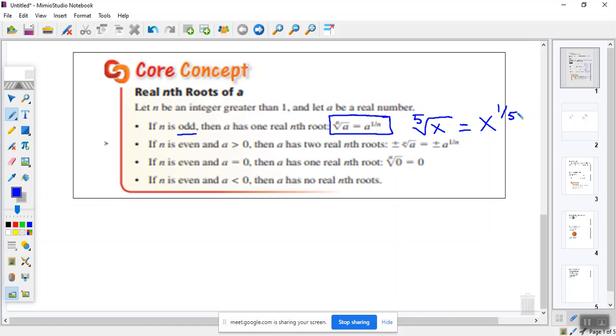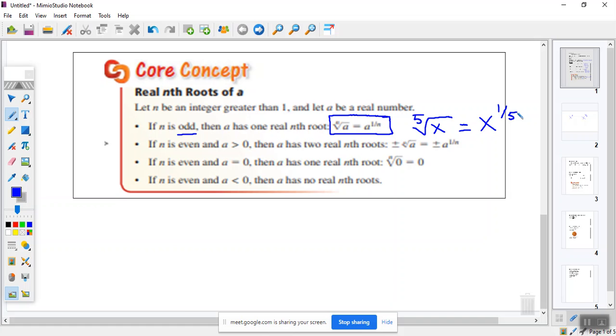Sometimes they're going to start throwing negatives in here, and I'll talk to you about that in a second. But it says if n is even and a is greater than 0, then this has how many roots, kids? 2. Okay, I'm going to put this up here.